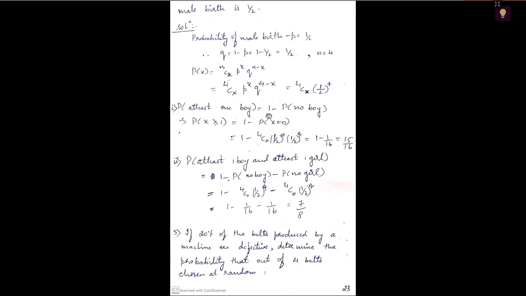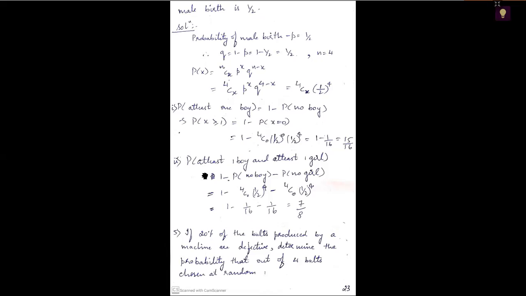So this is equal to 1 minus P of negation of A. Negation of A means A is at least one boy. So negation of at least one boy is no boy. So that will be 1 minus probability of no boys. So that is nothing but probability of X greater than or equal to 1 is equal to 1 minus probability of X is equal to 0. So substitute X is equal to 0, you will get this answer.